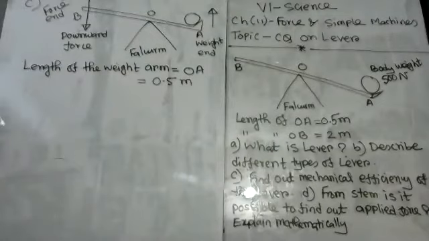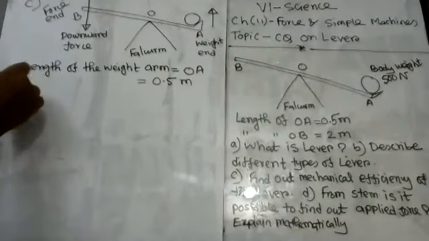Now, you see that at point B, you are going to apply the downward force. Since you are going to apply the downward force at point B, because of this downward force, point B is called the force end. I repeat, boys and girls, because of this downward force, this B point is called the force end.